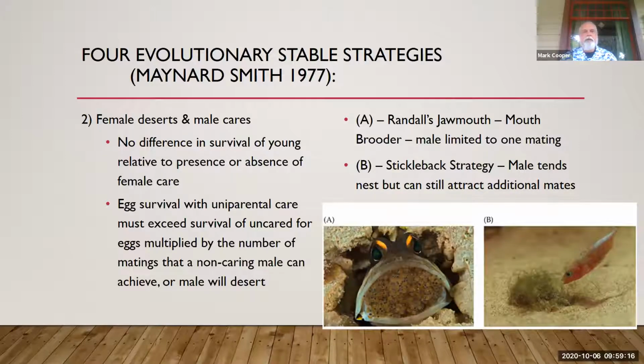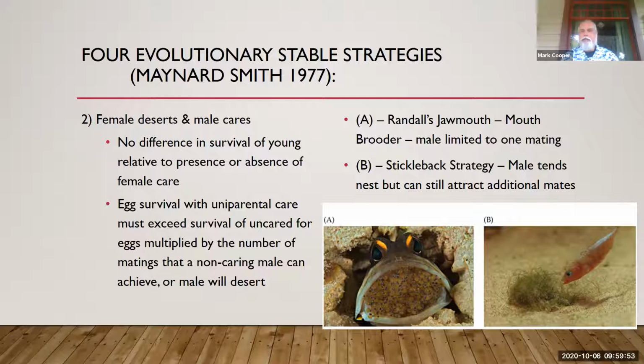The second one is females desert and the male actually takes care of the kids. And I will tell you that this one is rare. It's one of the more rare. Egg survival with uniparental care must exceed survival of uncared for eggs, multiplied by the number of matings that a non-caring male can achieve, or the male will desert. So that's a mouthful. What that's really saying is he has to think that his parental care is going to help him where his opportunities for breeding are limited.